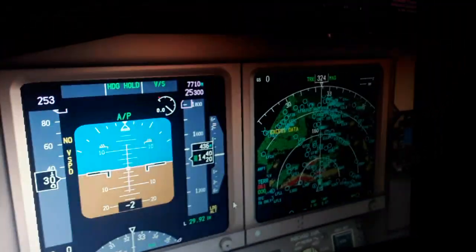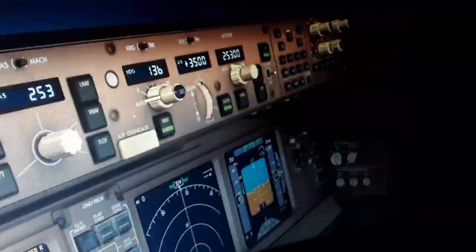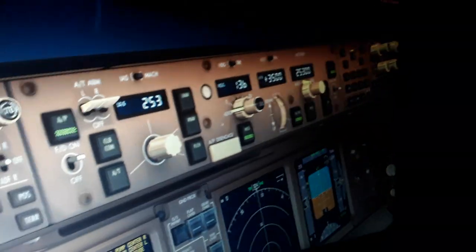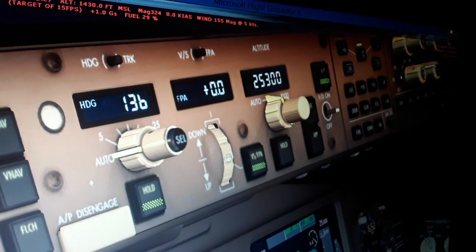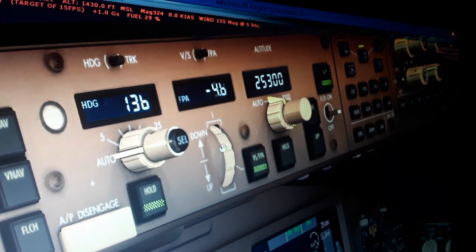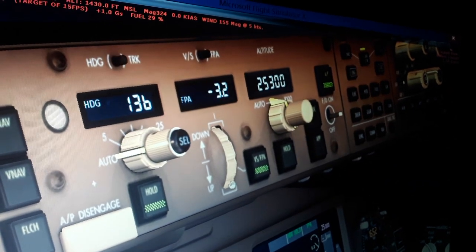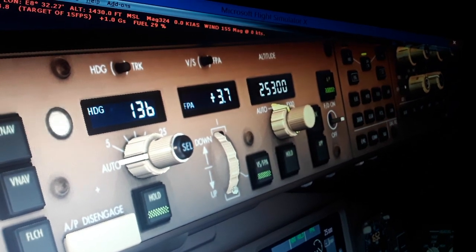So you will see a tick here, a mark in the tape of the vertical rate of climb and descent. That is between 2 and 6. That is 3,500 feet per minute. So we can select also the rate of climb and descent, vertical rate of climb and descent, in FPA, in flight path angle. So we can select how many degrees you want to descend or climb the aircraft as you fly. So this is a very interesting mode also.